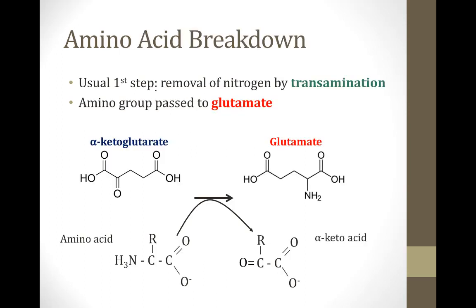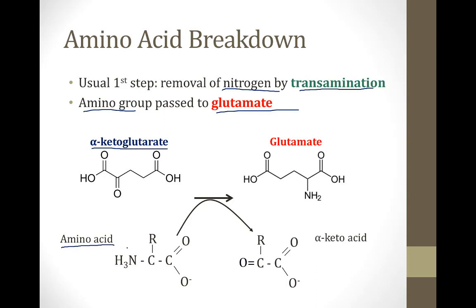The usual first step in metabolism of amino acids is removal of the nitrogen group by a process called transamination. And usually the amino group from the amino acid is passed to alpha ketoglutarate, and therefore the alpha ketoglutarate becomes a molecule of glutamate. If you look at the bottom of the screen here, on the bottom left is a generic amino acid structure. At the top left is the structure of alpha ketoglutarate, which you may know is a TCA cycle intermediate, and it's found in cells throughout the body.